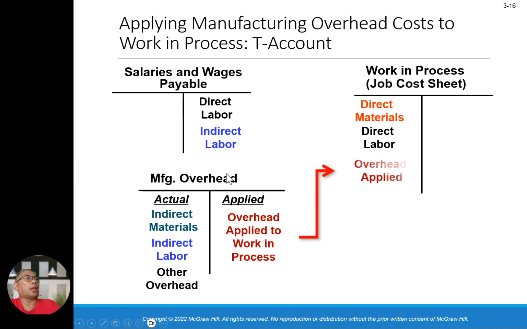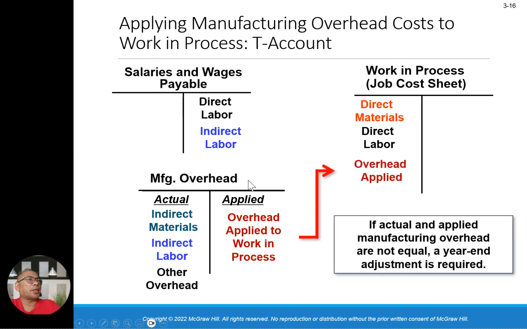So when you do that, you put manufacturing overhead on the credit side as applied overhead, and book it under work in process, moving it to the debit side. That's the applied and the actual. If actual and applied manufacturing overhead are not equal, a year-end adjustment is required. So that's how you book it in the T account.